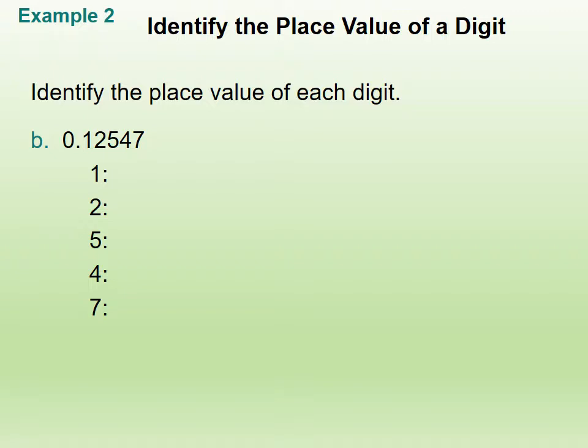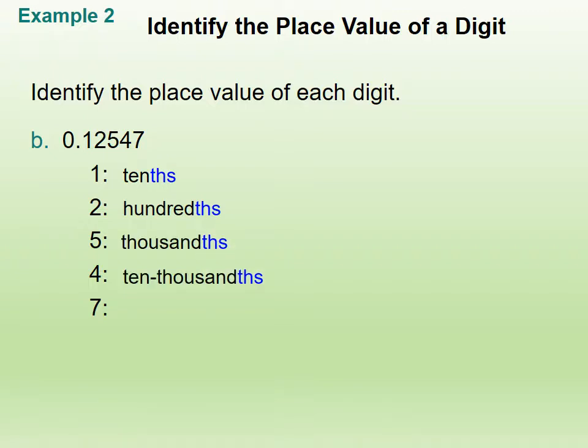All right. What place value is number 1 in? Tenths. Good. 2 is hundredths, thousandths, ten-thousandths, hundred-thousandths. Good. Hundredths, thousandths. Good, good, good.